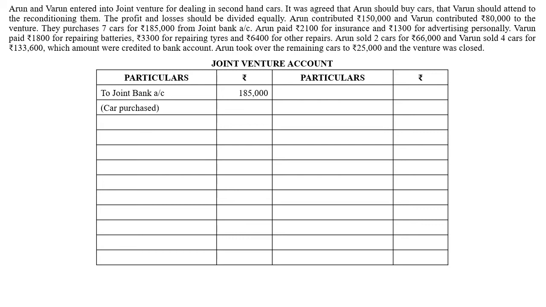Okay, next one. Arun paid 2,100 for insurance, 1,300 for advertising personally. So what is the journal entry? Joint venture account debit. Why joint venture we debited? Because it is expenses, to Arun's account, right? To Arun's account. Under that, insurance 2,100, advertising 1,300.